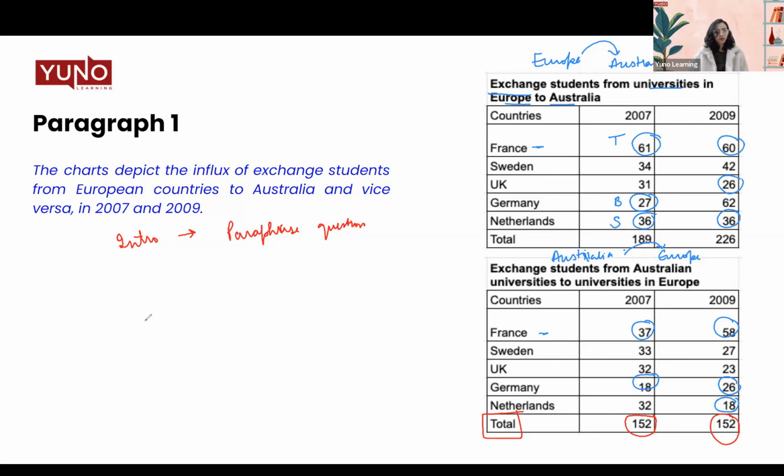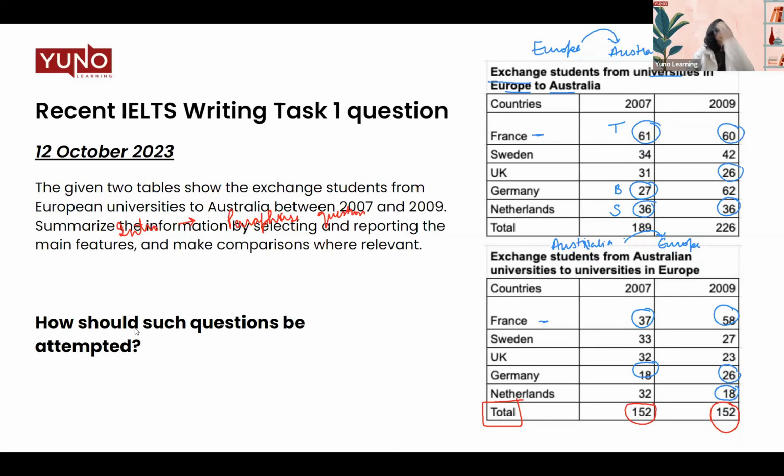Let me just go back to the question so we can read it as well. So here was the question. Yes, this was the question. The given two tables show the exchange of students from European universities to Australia between 2007 and 2009.